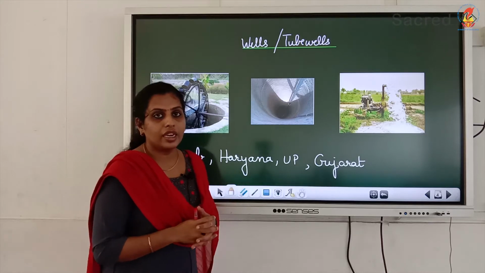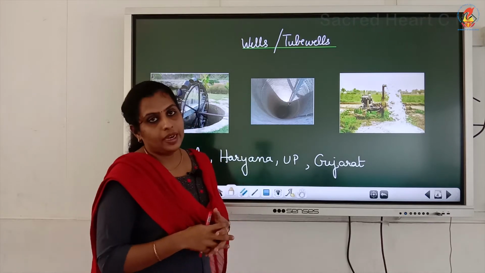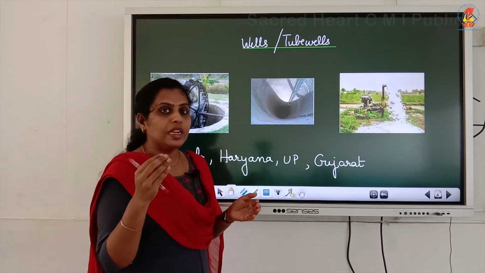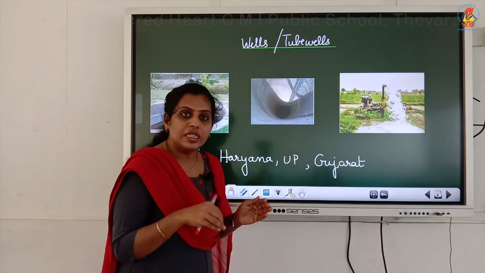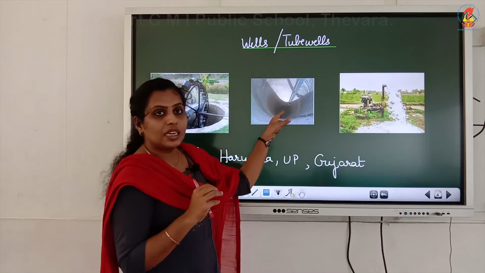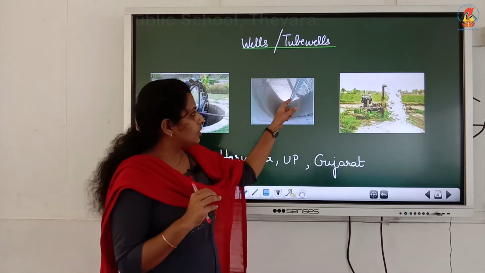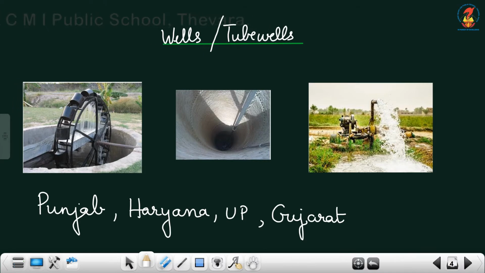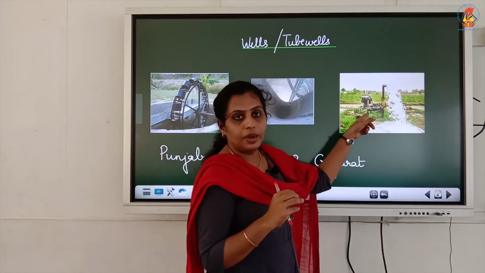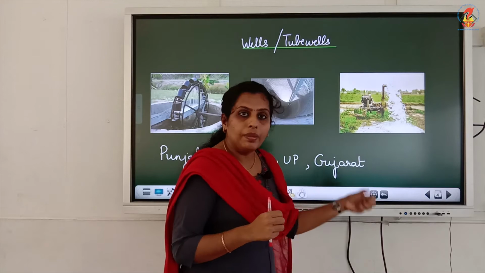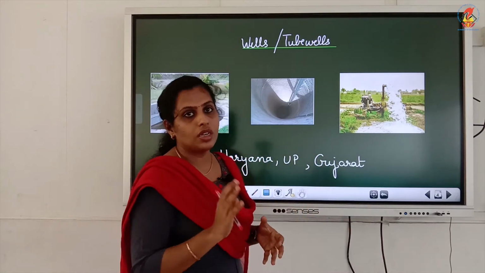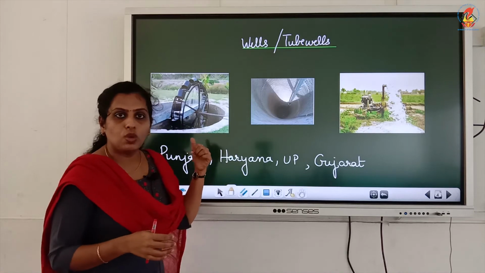The other method that can be followed is the tube well. In this tube well, what they will do is, they will dig a deep hole inside the soil. They will dig it very deeply and they will insert a pipe like this. Can you see a pipe? It has been inserted down inside the hole. And from this pipe, they will pump the water from underground using the motor. With the help of the motor, they will pump the groundwater to the surface.